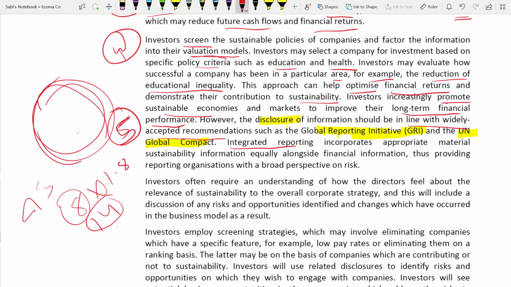Why? Because integrated reporting provides material sustainability information there also. Even though it's sustainability reporting, you can bring out so many points from the disclosure, then integrated reporting. Alongside the financial information, they provide material sustainability information in integrated reporting. So this will give a broader perspective on risk to the organization, to the investor. Already we have talked about this, but you can add this point here if you're running out of points, maybe.